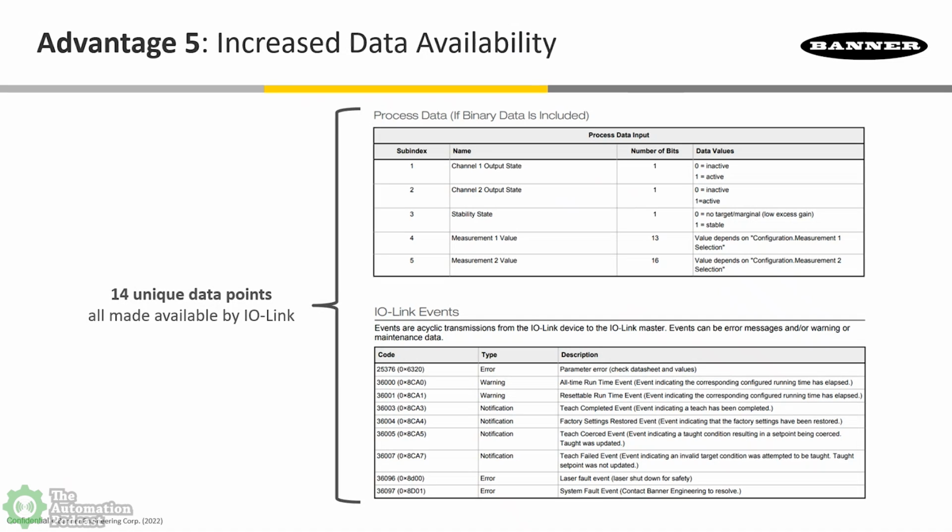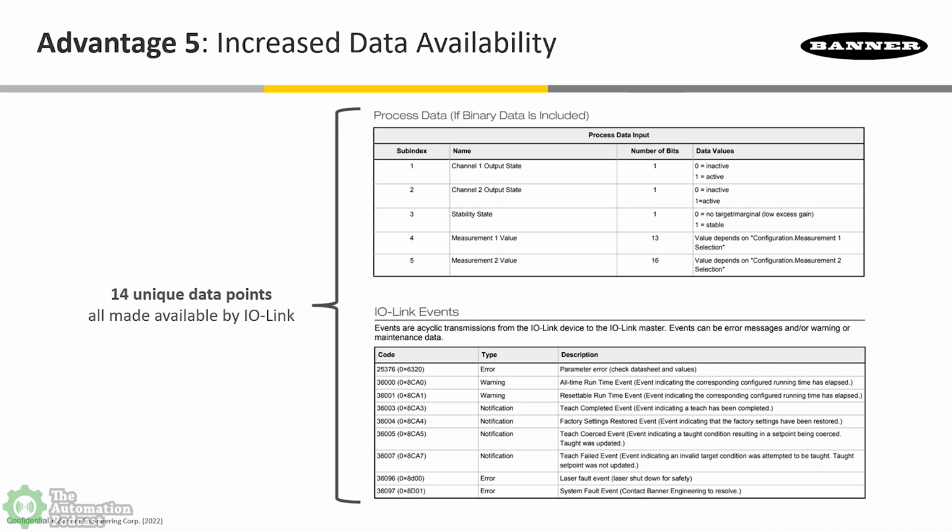And diagnostic data refers to things like, as I was saying before, notifications, so there's error messages or maintenance warnings that maybe the device is overheating, maybe my sensor's overheating a little bit, or maybe you have a dirty lens. And this data is being transmitted continuously from the IO-Link device to the IO-Link master whenever one of these events occurs. And that's really powerful.